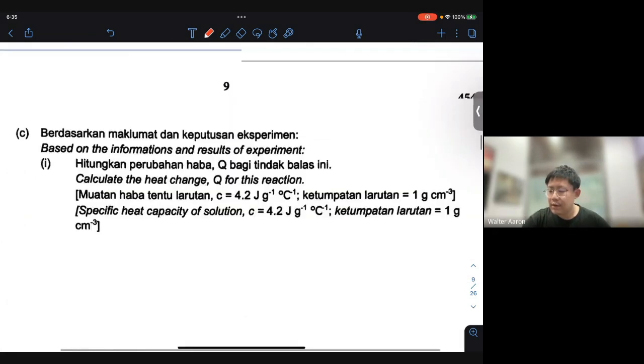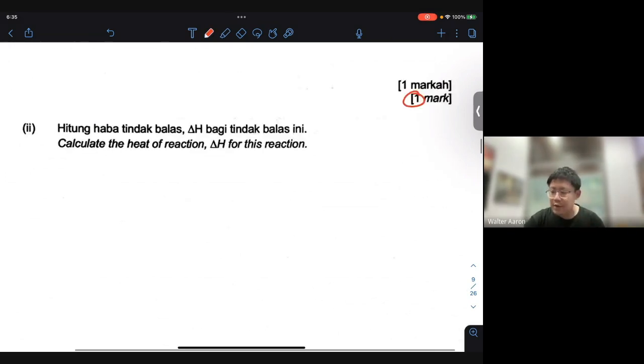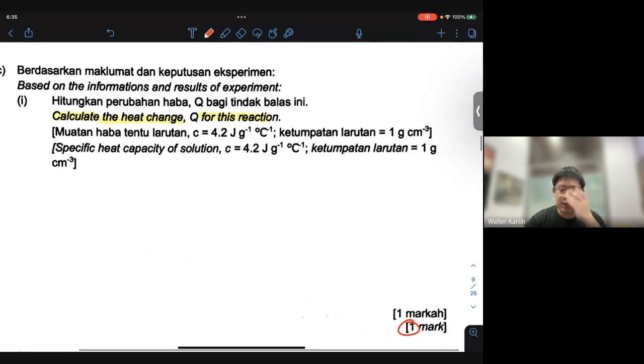All right. Next, for C, based on the information and the results of the experiment, calculate the heat change, Q, for the reaction. There is no need to write delta H, as delta H is at the bottom over here. So we're going to do the Q first. Q is equivalent to mcθ.